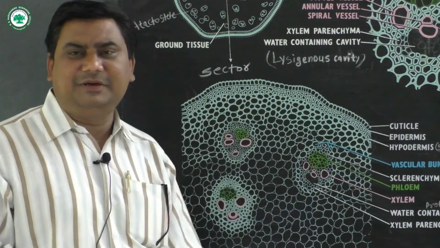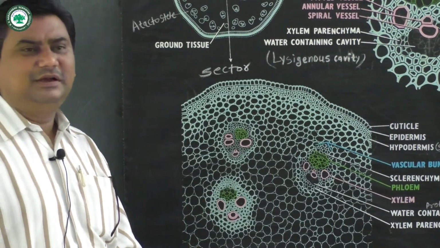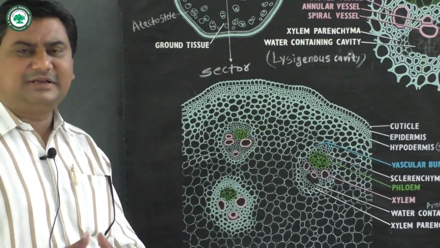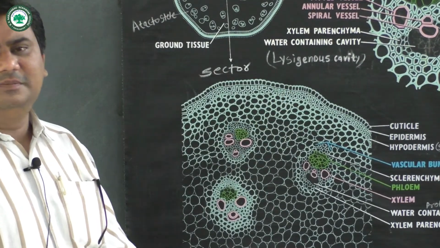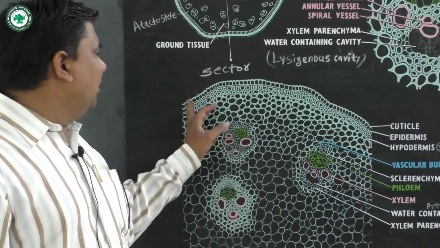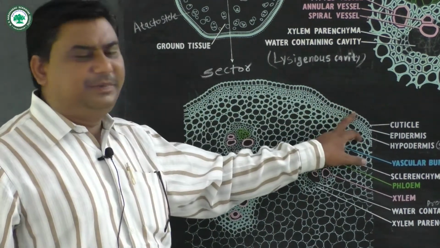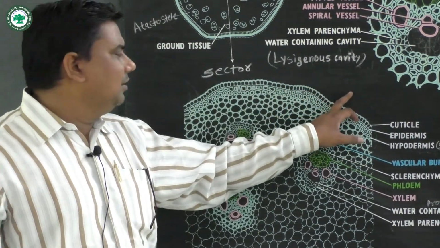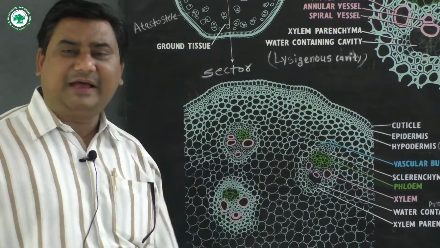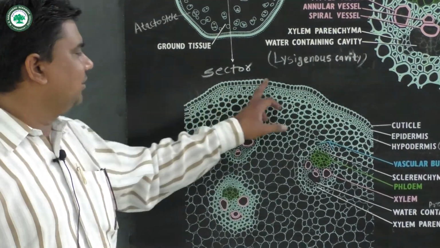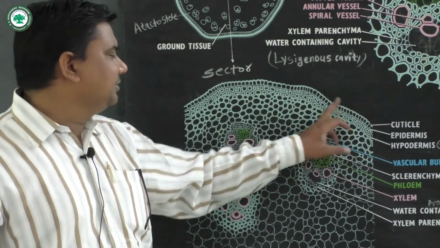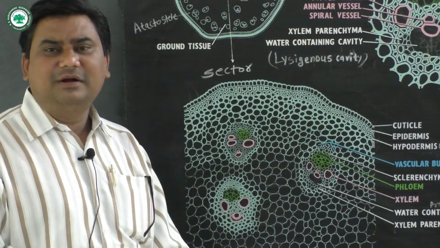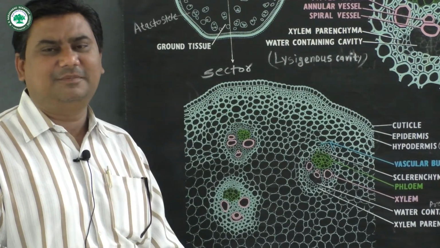What is the function of the epidermis? It protects the plant from disease; protection is the major function of the epidermis. Then on the outer wall of the epidermis there is a thin layer, the cuticle, or what we call the waxy cuticle. Cuticle is present on the outer surface of the epidermis. What is the function of the cuticle? It checks the rate of transpiration.